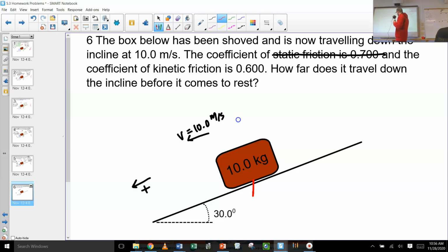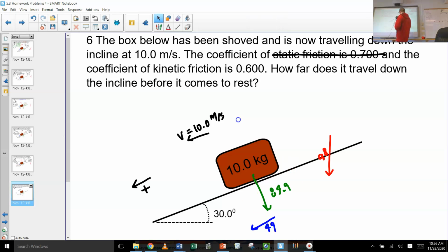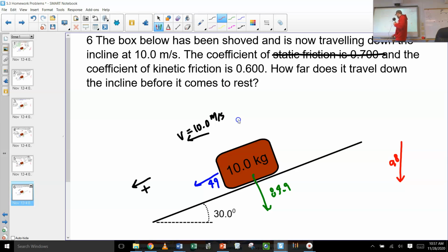Same idea. This is still 98. I still have the same angle, still the same mass. So all of these are going to be the same. So this is still 84.9, and then this down the hill at 49. It really doesn't matter what color it is. So when I get rid of gravity, this is pulling me down the hill at 49, and then my normal force is going to be 84.9.